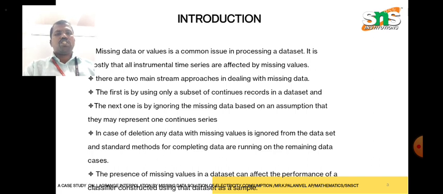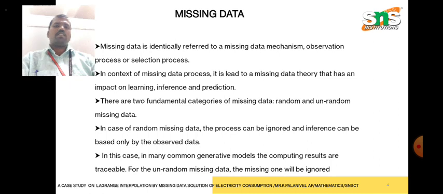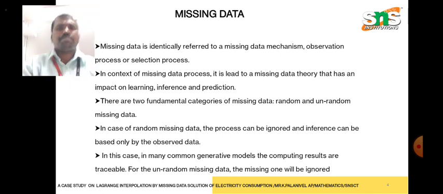In case of deletion, any data with missing values is ignored from the data set, and standard methods for completing data are run on the remaining data cases. The presence of missing values in a dataset can affect the performance of a classifier constructed using the dataset as a sample.